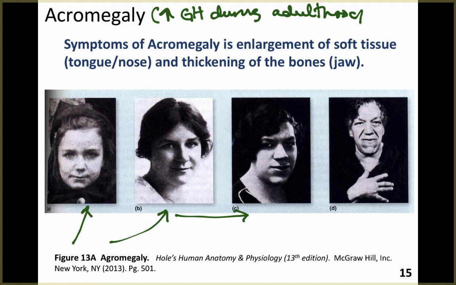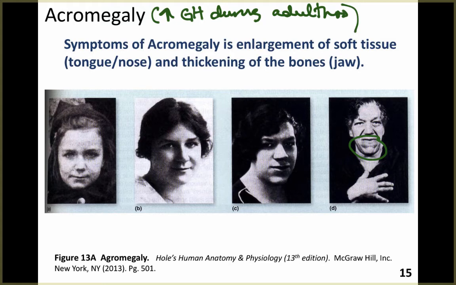So this condition will basically cause an enlargement of soft tissue like the nose and the tongue. And so as you can see, as she's aging, her nose is getting much bigger, a thickening of the jaw. You can see as a child or even as a young lady that it's not as thick, but then if you look here at her jawline as she's gotten older, it's become much, much increased and thickening. So this is what happens when you get an increase in growth hormone during adulthood.